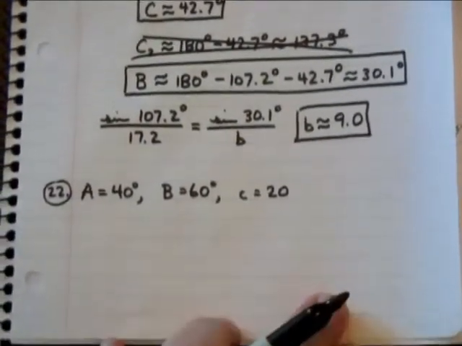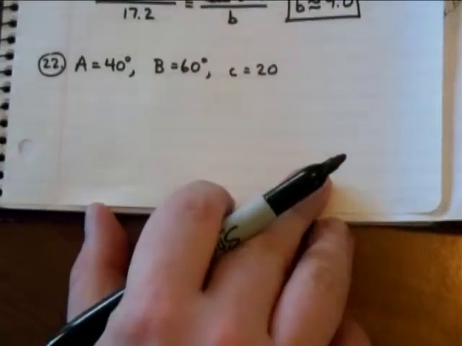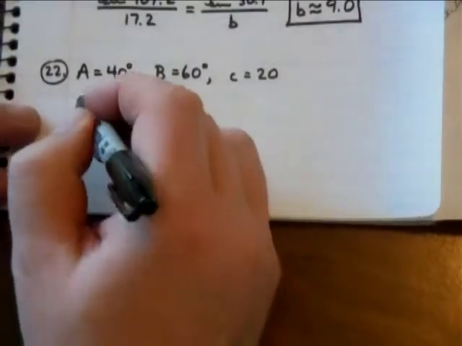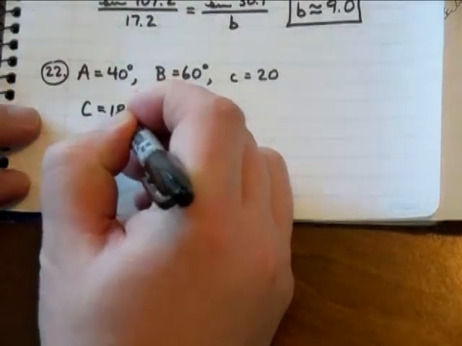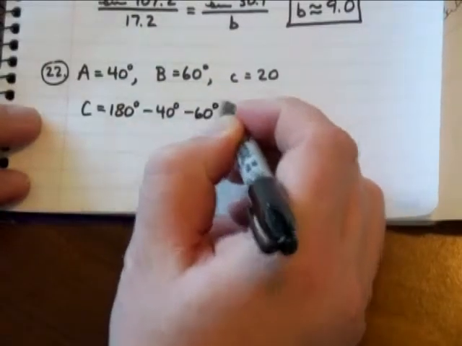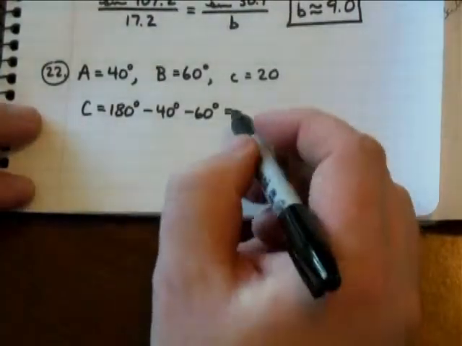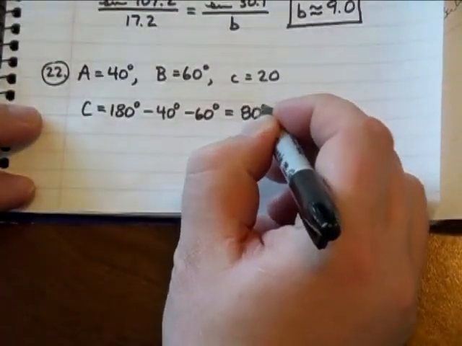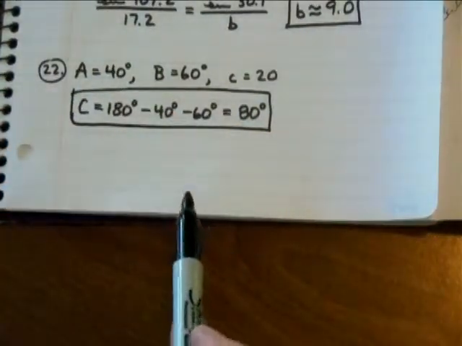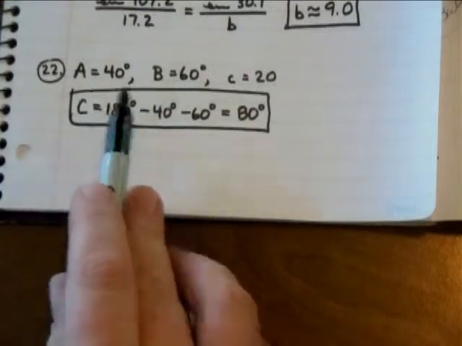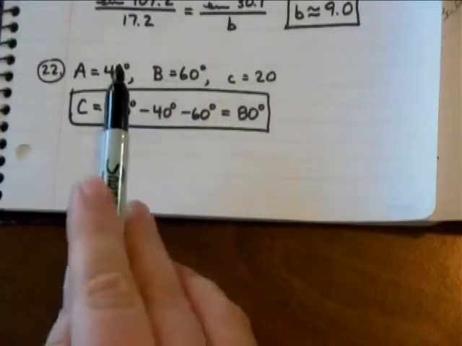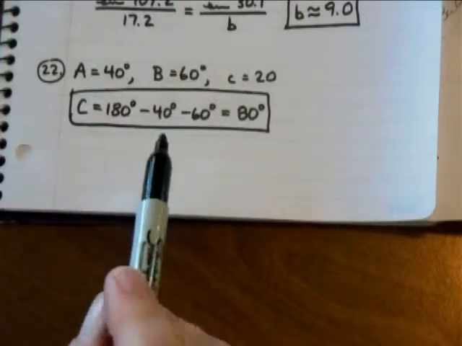Now, additionally in this section, there are problems where the given information starts off with 2 angles. Well, if you start off with 2 angles, you can find the third angle very quickly using the same method that we've been using, taking 180 degrees minus the other 2 angles. So in this case, angle C is 80 degrees in measure. Now the nice thing about these problems is that there is no ambiguity, meaning there's always one solution if you are given 2 angles and 1 side.